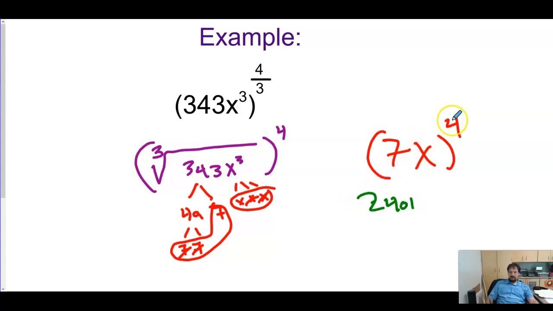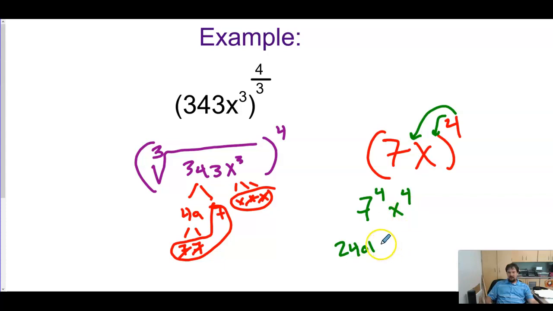2,401. So basically what I'm doing, let me rewrite that just to make sure we're clear on what's happening right there. So this 4 is going to both of these. So this is basically 7 to the 4th power times x to the 4th power. So that 4 comes down to both of them. So 7 to the 4th power is 2,401. And x to the 4th, we just read it as x to the 4th. And there is my answer.